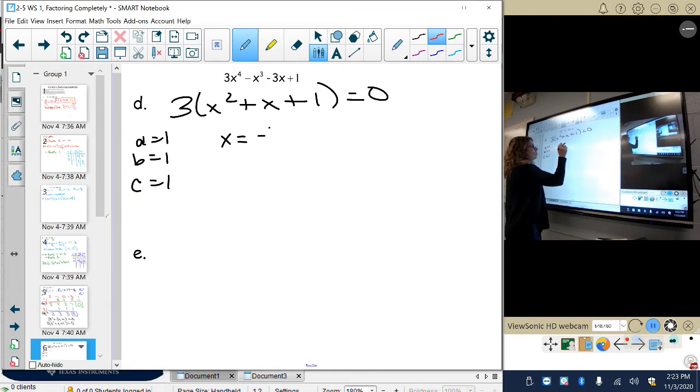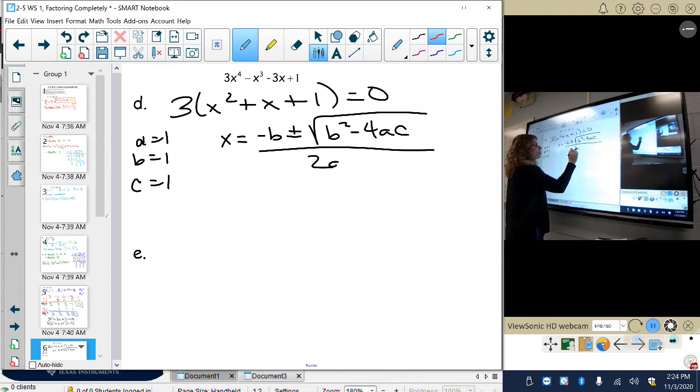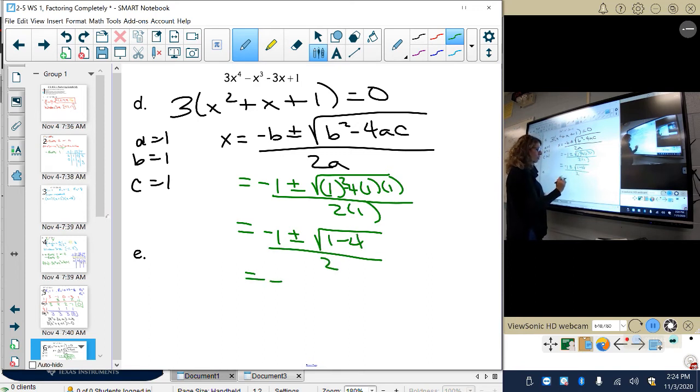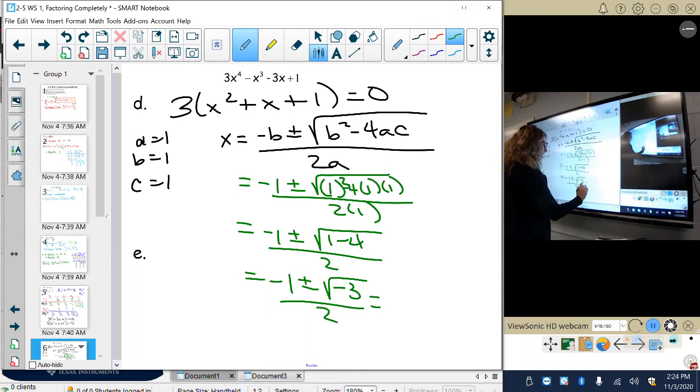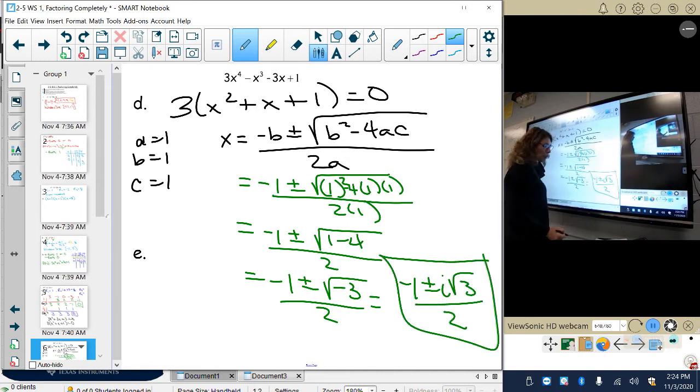So, x equals negative b plus or minus the square root of b squared minus 4 times a times c, all over 2a. And I plug in what I know. So that's negative 1 plus or minus the square root of 1 squared minus 4 times 1, all over 2 times 1. So that's negative 1 plus or minus the square root of 1 minus 4, all over 2. So that's going to give you negative 1 plus or minus the square root of negative 3, over 2. Which is going to give you negative 1 plus or minus i square root of 3, over 2. Those are your other two roots that you should be looking for.